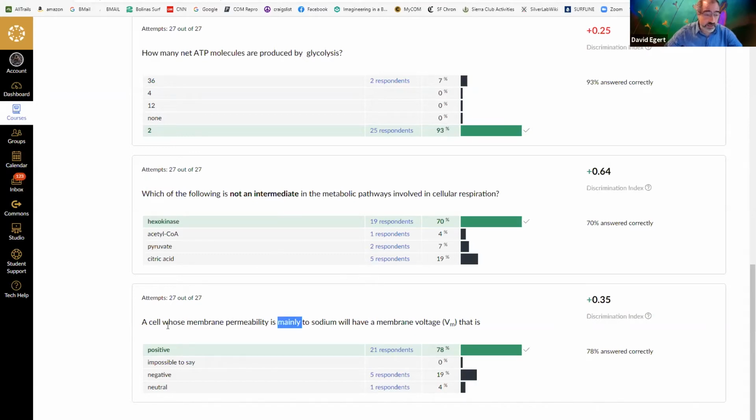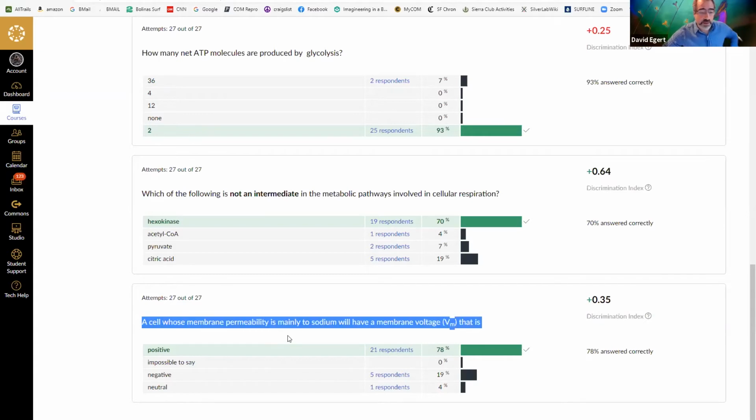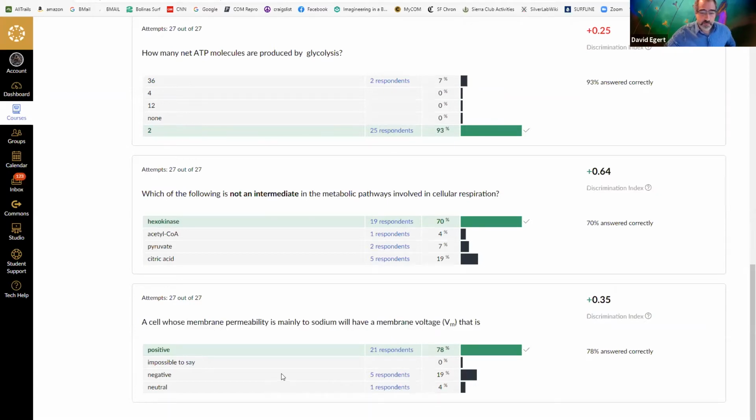And then finally, a cell whose membrane permeability is mainly to sodium will have a membrane voltage that is... Here, again, 78% of people got it, but 25% of you got this wrong. And this is going to be critical for understanding everything we're going to do today. So if you are one of these negative or neutral characters here, make sure that you get this idea. Sodium is very concentrated outside the cell.